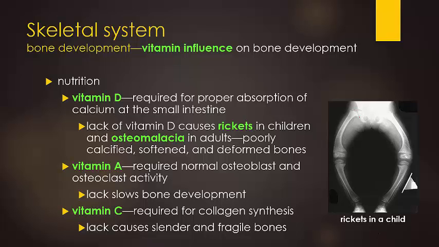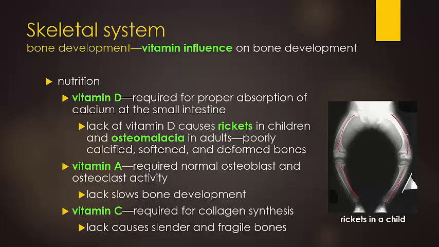And so you can see in this child, the femur and the tibia are both misshapen because of the poorly calcified bones. So as the bones are being used, they bend and continue to develop with that bend in them. Vitamin A is also required for the activity of osteoblasts and osteoclasts, and a lack of vitamin A results in slower bone development, so slowed bone growth.